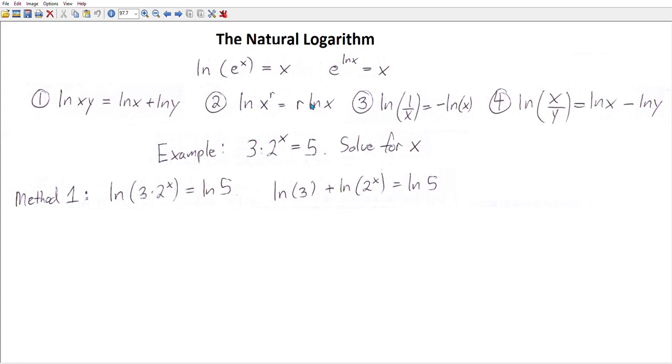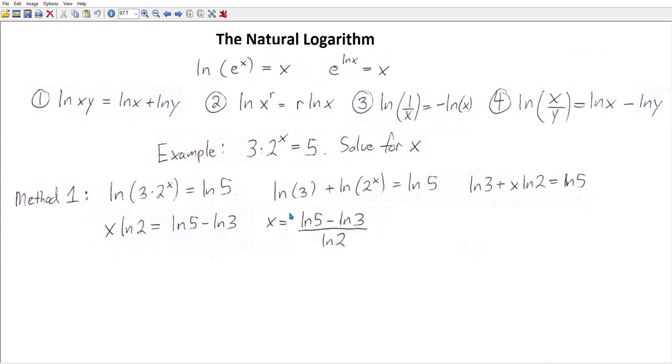Now log x to the r is r log x. So the 2 to the x becomes x log 2. And now we've gotten the x down from the exponent to a place where we can solve for it. So what we do is we subtract log 3 from both sides. Then we divide through by log 2, and we get x is log 5 minus log 3 over log 2. That's method 1 for solving this.